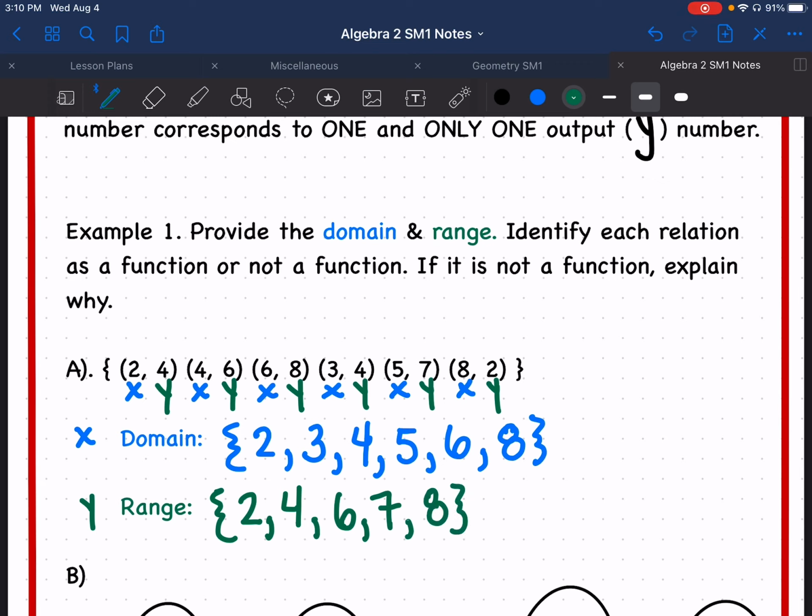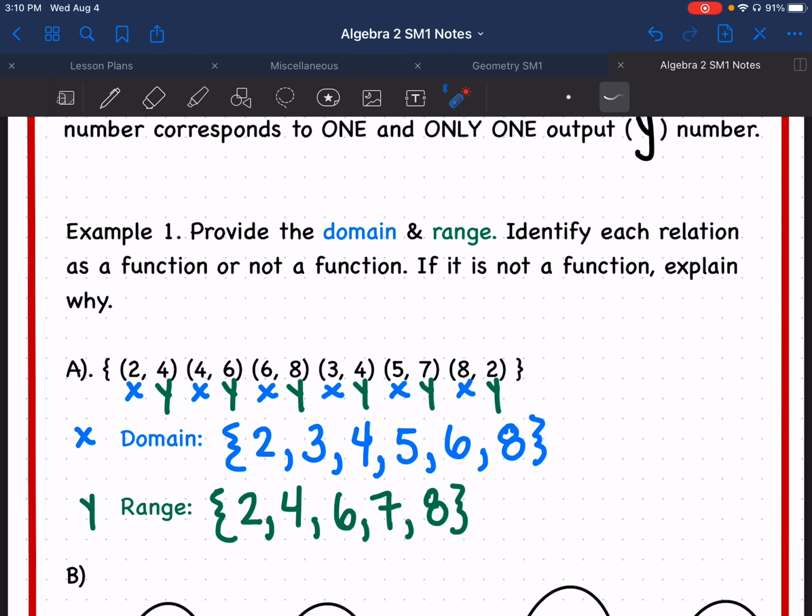So notice that my range is a little bit smaller than my domain. That is okay, and that is because notice right here I have a 4, and then again I have a 4 right here. But I only have to put that 4 once in my range. I don't have to put it twice. All right, is this a function?